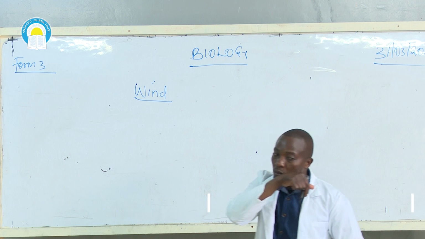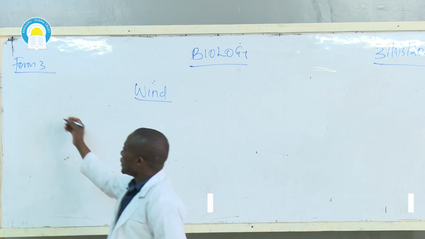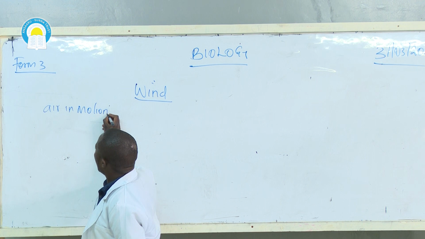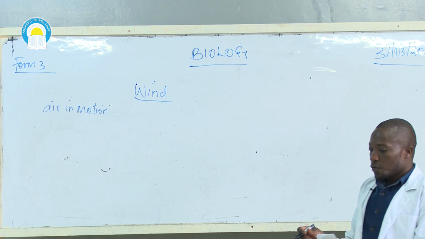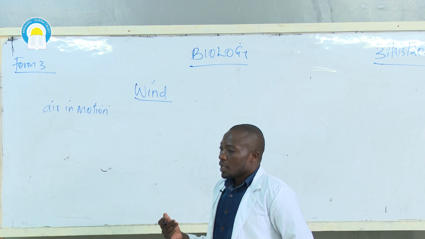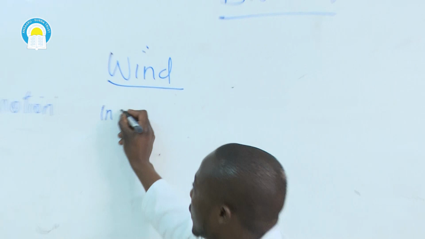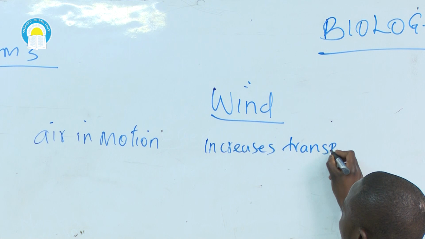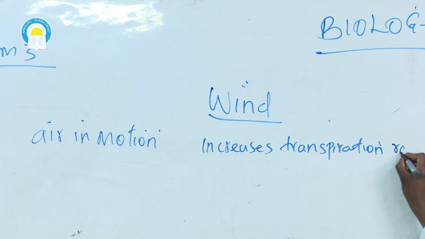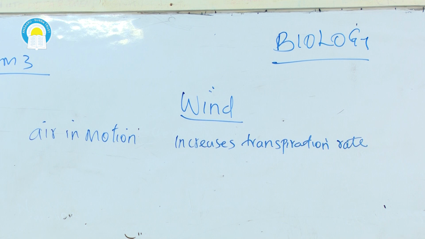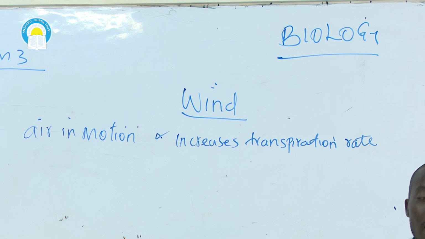And first of all, what's wind? We know very well that wind is air in motion, or simply moving air. So excessive wind, or when there's strong wind, it affects transpiration. Strong wind increases the transpiration rate. And we know transpiration is the loss of water vapor from the plant surface. So strong wind increases transpiration. In this case, it's a disadvantage because it can lead to permanent wilting, excessive loss of water.